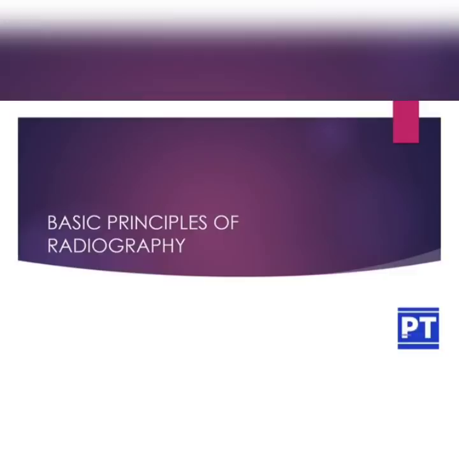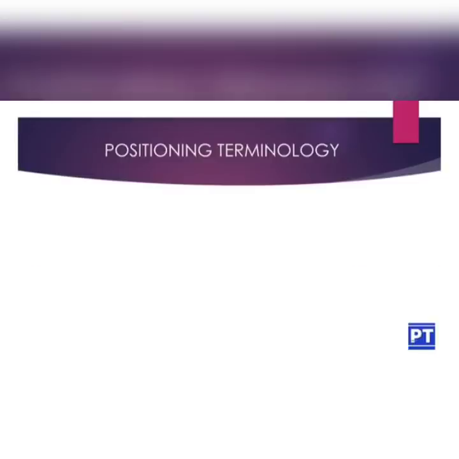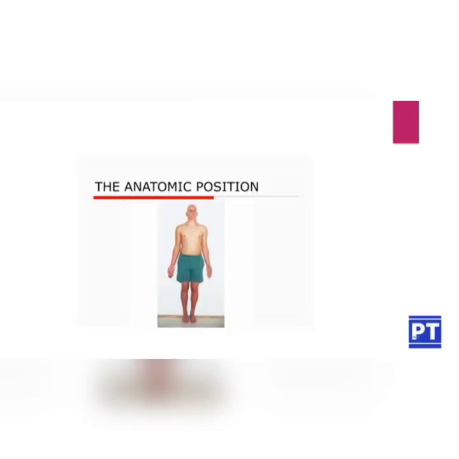Today we are going to discuss the topic Basic Principle of Radiography. Positioning terminology. So this is the anatomic position of our human body. Standing erect with the face and the eyes directed forward, arms extended by the side with the palm facing forward anteriorly, heels together and toes pointed forward. All anatomic terms refer to the anatomic position.